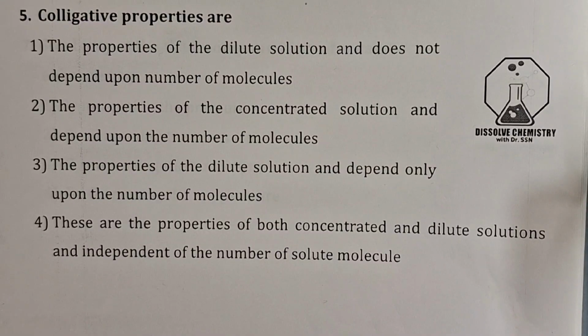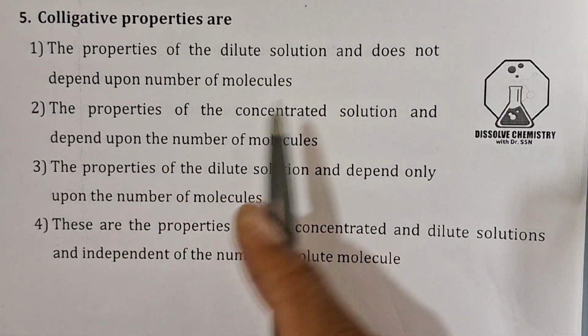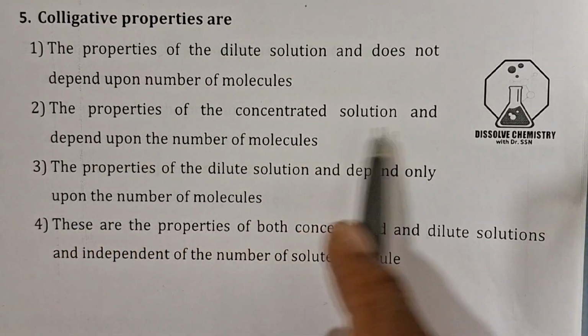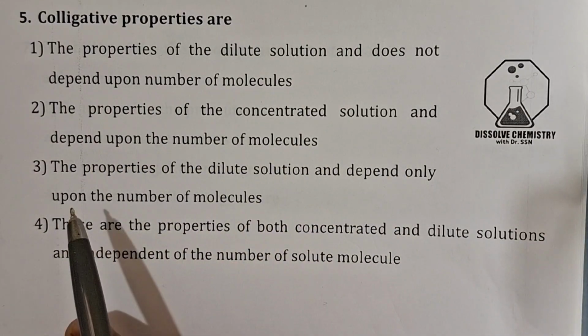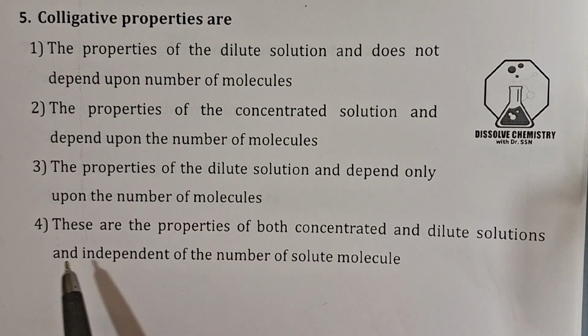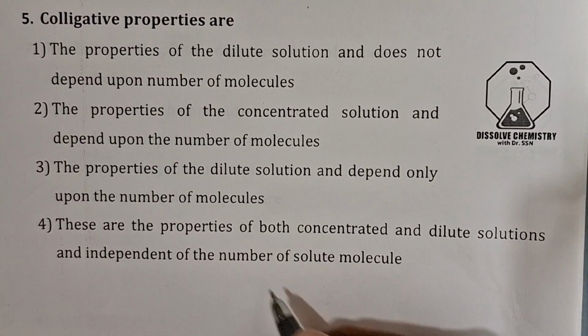The colligative properties are... first we will read out the options. The properties of the dilute solution and does not depend upon the number of molecules. The properties of the concentrated solution and depend upon the number of molecules. The properties of the dilute solution and depend only upon the number of molecules. These are the properties of both concentrated and dilute solution and independent of the number of solute molecules. Right. So now I will define what colligative property is, then you make out which option is correct.